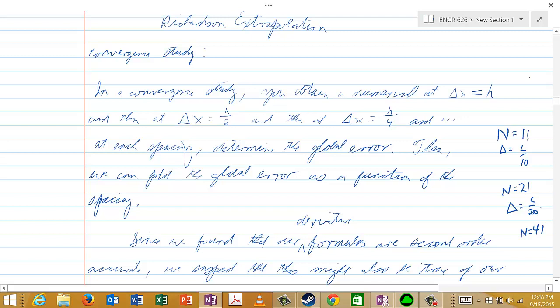Now, at each spacing, what you will want to do, getting back to reading this, it says, at each spacing, determine the global error. Then we can plot the global error as a function of the spacing. So that's the first thing I want you to do. Let's actually go ahead and jump ahead here.